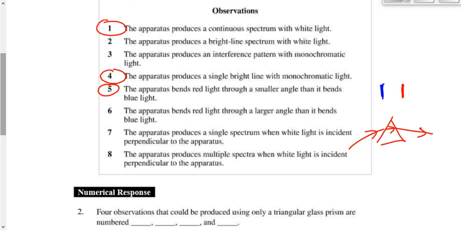And finally, number 7 and 8, the apparatus produces a single spectrum when white light is incident on the apparatus, or produces multiple spectra. Well, if you have a prism, again, as you can see on the wall over there, it's going to produce a single spectrum, a single rainbow. If you have a diffraction grating, you know that it produces multiple spectra, right? Because a diffraction grating has the first order maximum, that is all the colors, and then it has the second order maximum, it's all the colors, and so on and so on. Okay, 1 spectrum, 2 spectra, 3 spectra, and so on. Multiple spectra for the diffraction grating. So the answer would be 1, 4, 5, 7 for this one.